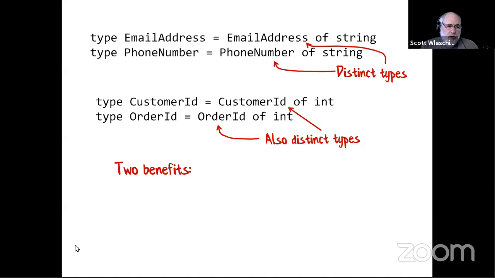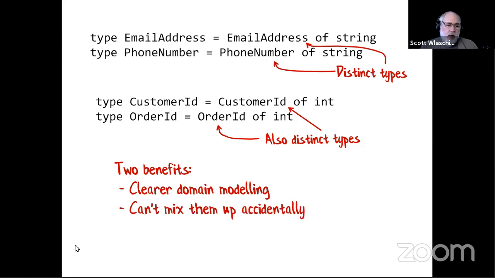So there's really two benefits to this. First of all, it's much clearer from a documentation point of view. The code becomes a lot more self-documenting. The domain modeling becomes much more clear. And also, from an implementation point of view, it stops you making stupid mistakes where you mix them up. So an email address can never be passed into a function that needs a phone number. And an order ID can never be passed into a function that expects a customer ID, because they are completely different types, and you will get a compiler error. So you get two benefits in one go, which is very nice.